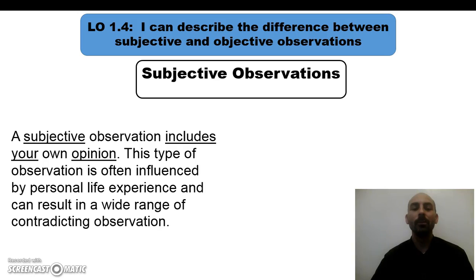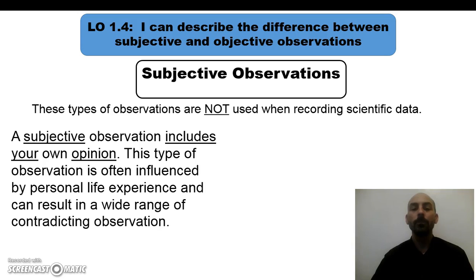Subjective observations include our own opinion. Now, this type of observation is often influenced by our personal life experience. And because we all have such different life experiences, the result could be a wide range of contradicting observations, a lot of different observations. So because of this, these types of observations are not included when recording scientific data.